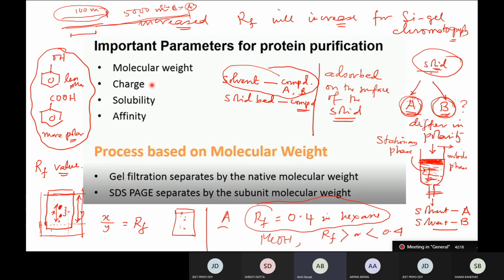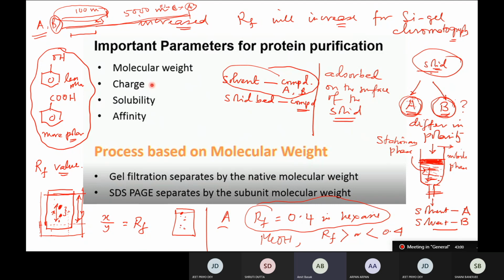if one compound is here, the other compound may be following much further behind. Basically what I'm saying is, as you slow down the movement, it's like a 100-meter race. Suppose there is a race between A and B, but A moves much faster than B. Then the gap in the timing will be much more. But if they both move very fast, then the gap in their timing will be much less.